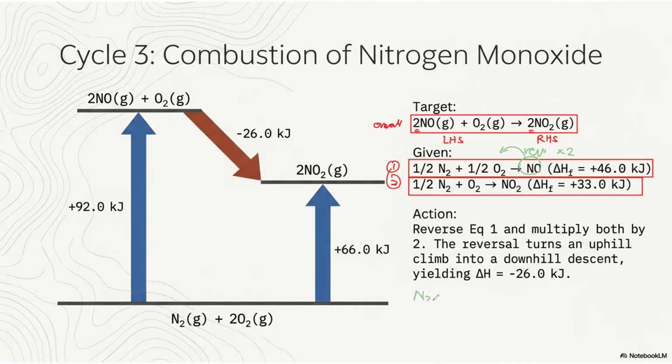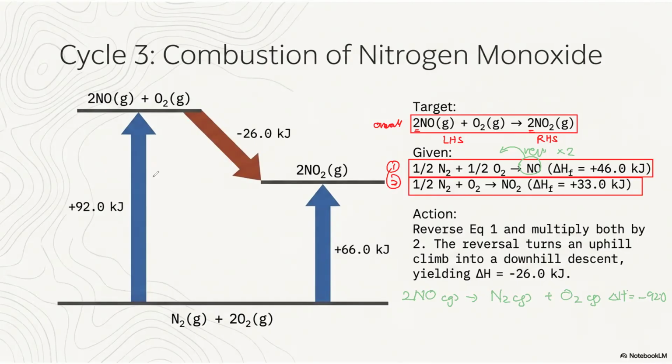So you get 2NO gas give N2 gas plus O2 gas. So delta H is equal to negative 92.0 kilojoule.